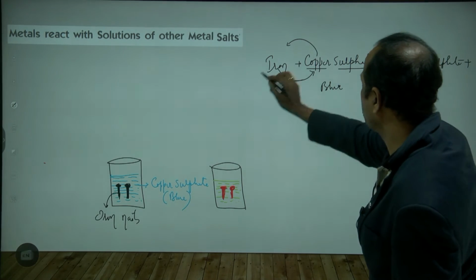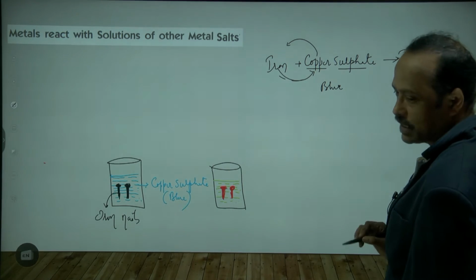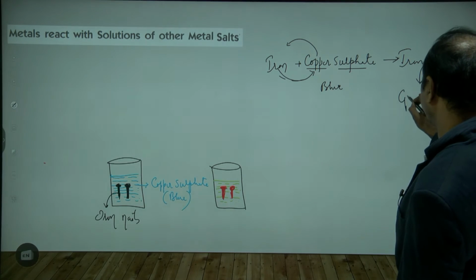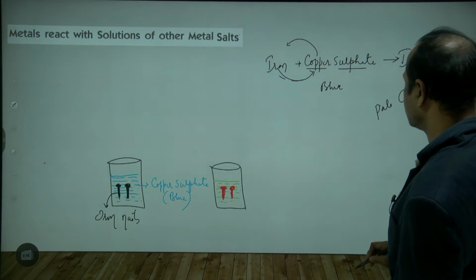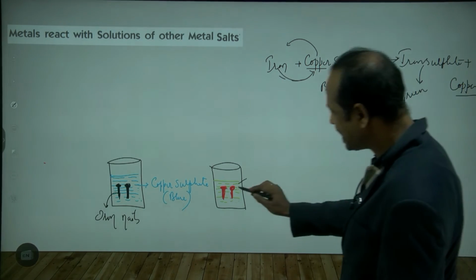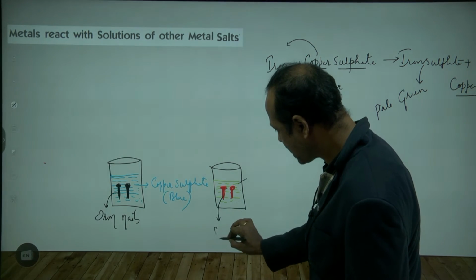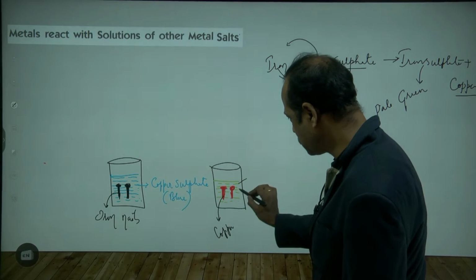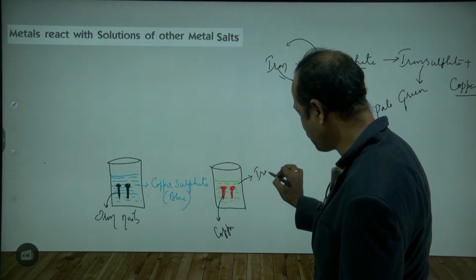and this copper is coming out. So this happens here. Now if you see the iron sulfate color, it is pale green in color, and the copper that is coming out is depositing on the iron nails. So this red color which is there is the copper, and this blue colored solution turned into green color, and this is iron sulfate.